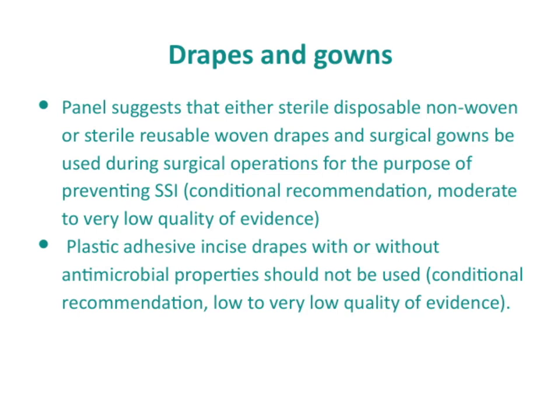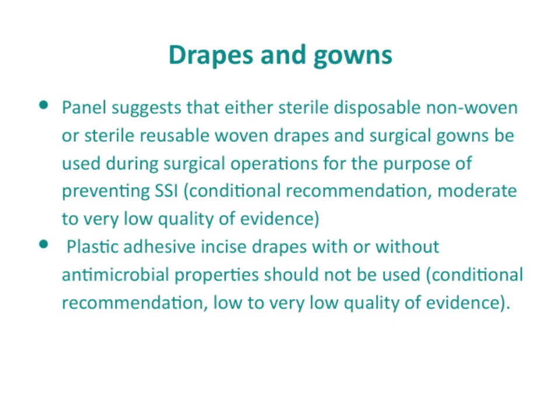Let's talk about drapes and gowns used during surgery. The panel recommends that either sterile disposable non-woven drapes and gowns or sterile reusable woven options be used to help prevent surgical site infections. It's a conditional recommendation, which means the evidence supporting this is moderate to very low in quality, but the goal is to reduce infection risk.